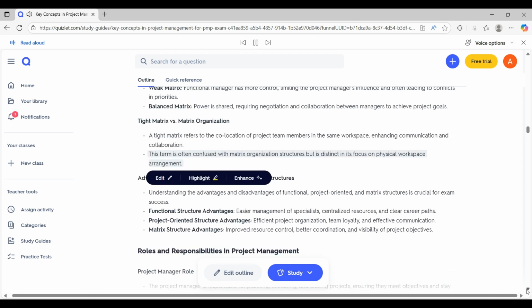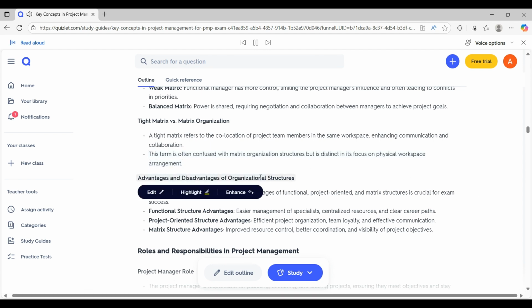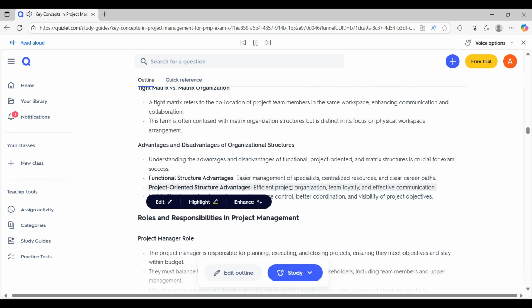Advantages and disadvantages of organizational structures. Understanding the advantages and disadvantages of functional, project-oriented, and matrix structures is crucial for exam success. Functional structure advantages: easier management of specialists, centralized resources, and clear career paths. Project-oriented structure advantages: efficient project organization, team loyalty, and effective communication. Matrix structure advantages: improved resource control, better coordination, and visibility of project objectives.